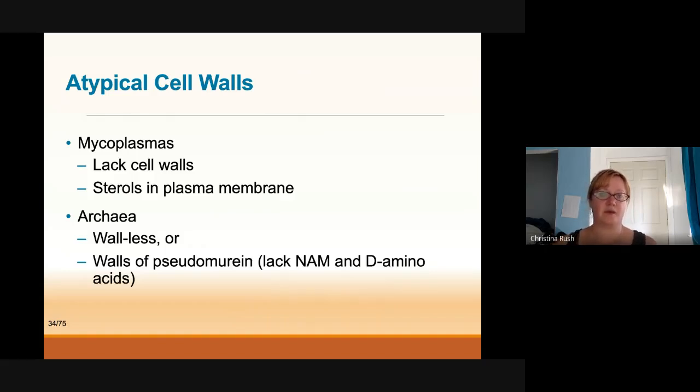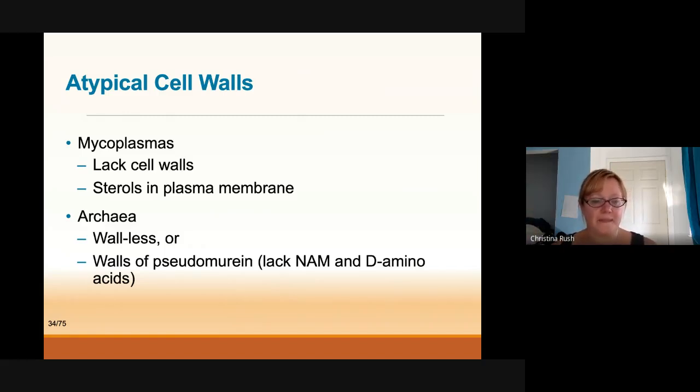Okay, here we have some other atypical cell walls. Now, these are not bacteria. Mycoplasmas lack cell walls altogether. They have sterols in the plasma membrane. So mycoplasmas are a group of unique microbes that are prokaryotes, but contain sterols like a eukaryote, and they don't have cell walls like animal cells. So they're just a group on their own. And we'll leave it at that. There's just not a lot known really about them.